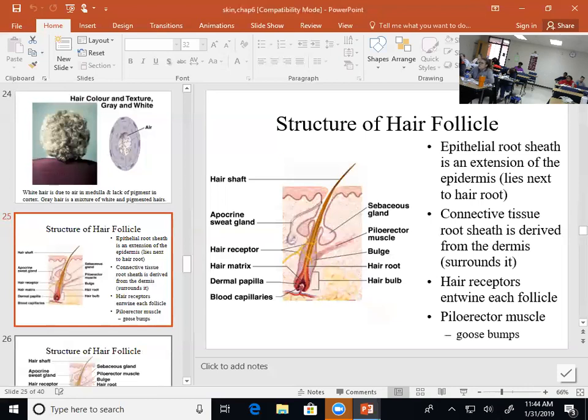Yes. We can, because what can happen is if there's too much production, the cells will start to slough off and will block this follicle, this duct. And once it gets blocked, it can set you up for the normal bacteria that's on everybody's skin. It's normal on everybody, but that bacteria can take advantage of that, and then it can cause what's called folliculitis. What is folliculitis, do you think? Itis at the end of any word means what? Inflammation. Folliculitis means inflammation of what? The hair follicle.